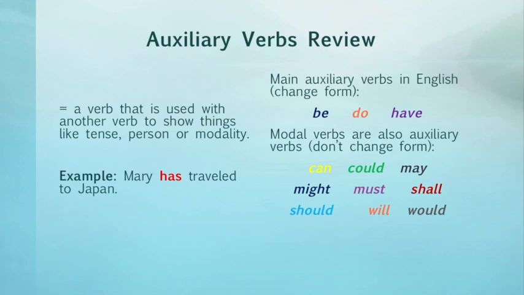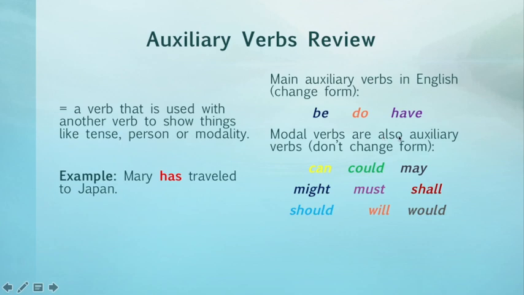So a quick review on auxiliary verbs, since we're focusing on their weak forms in this video. An auxiliary verb is a verb that is used with another verb to show things like tense, person, or modality. Auxiliary verbs are sometimes called helping verbs or supporting verbs. There are three main auxiliary verbs in English, be, do, and have. And they change form, which means they can be conjugated. So be can change to am, is, are, was, were. Do can change to does or did. And have can change to has or had.